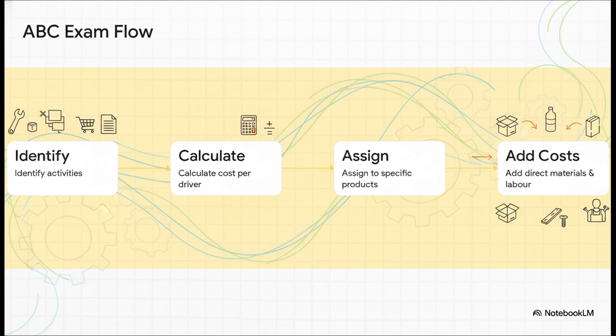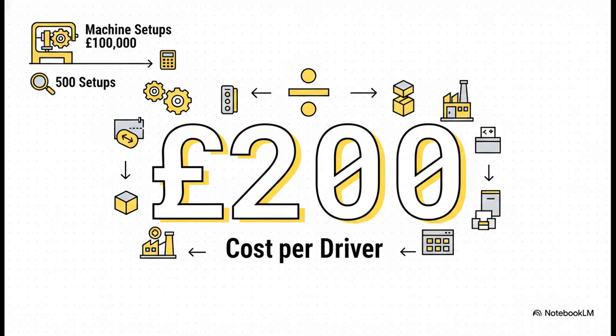Remember, ABC only deals with overheads. To get your total final product cost, you've absolutely got to add back your direct materials and direct labor. Okay, let's actually run the numbers so you can see this in action.